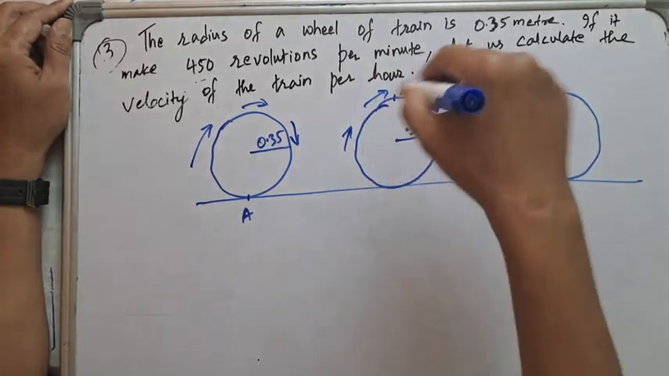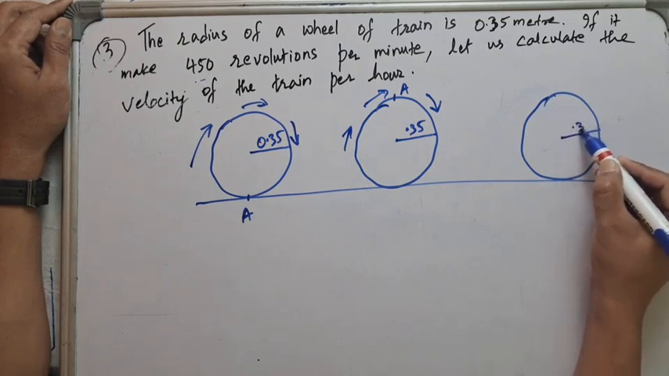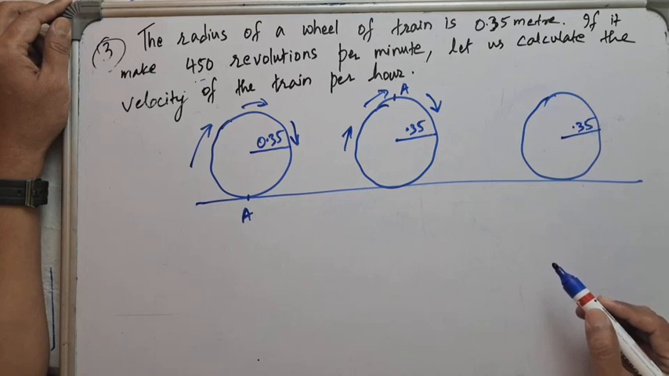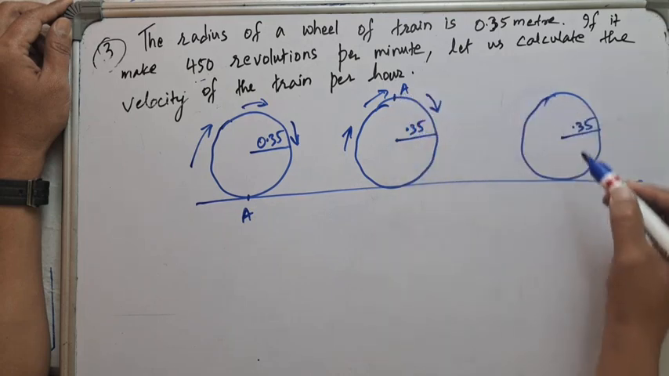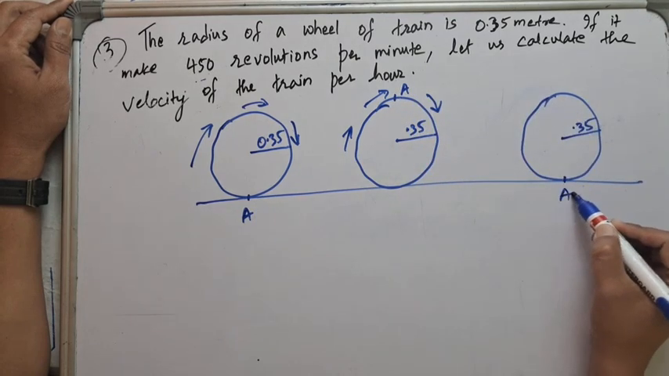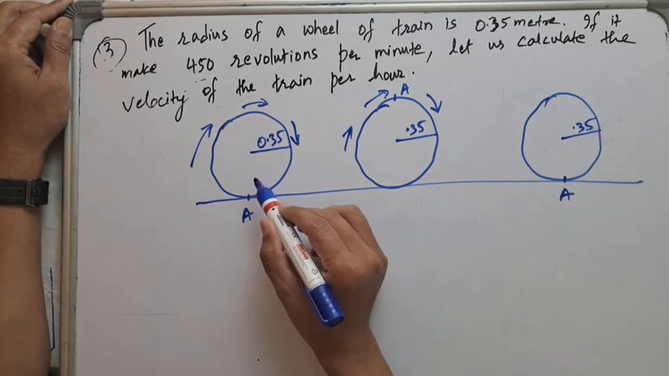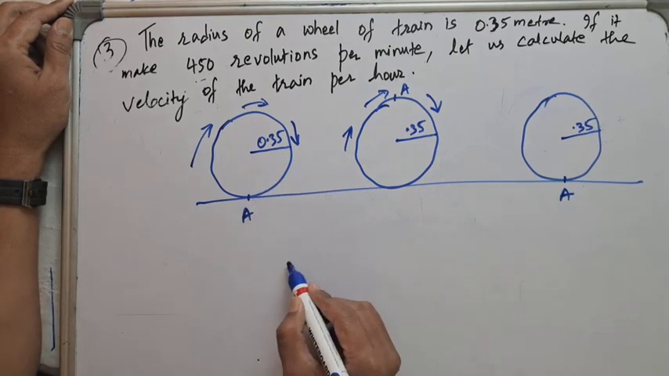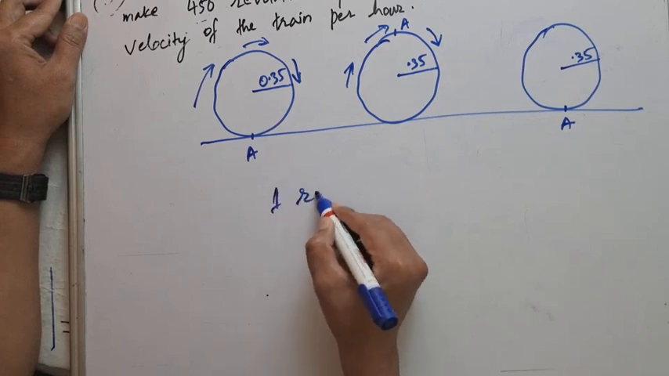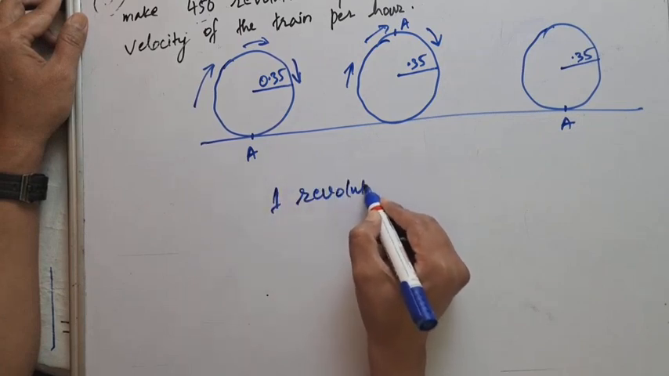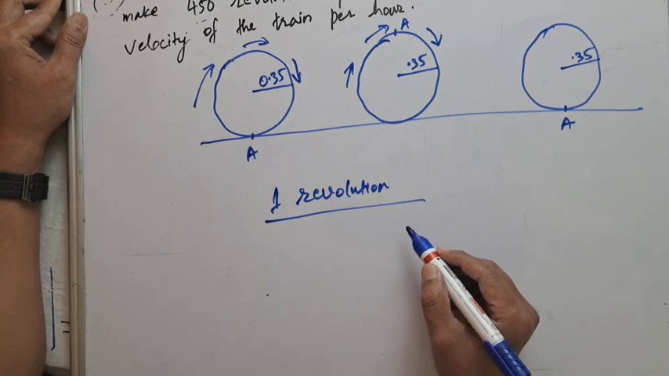Because it is rotating, it is moving forward, isn't it? So this is the radius of the wheel, 0.35 meter, and at this position the mark A has reached here. Now it again touched the ground. Okay, the mark A again touched the ground, which means this wheel has completed one revolution, isn't it? One revolution is complete.